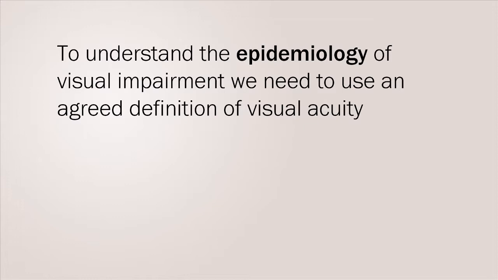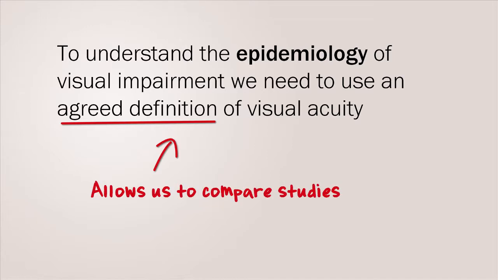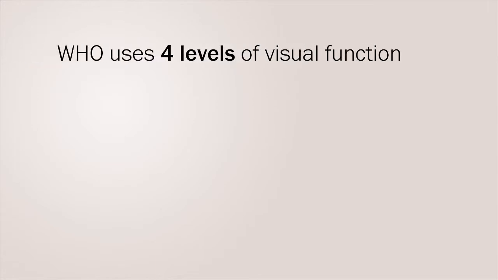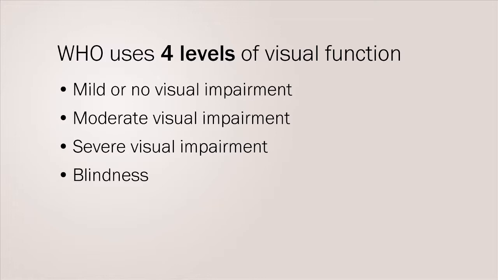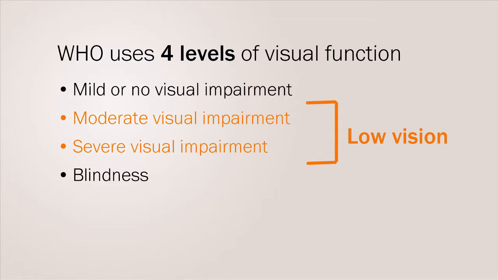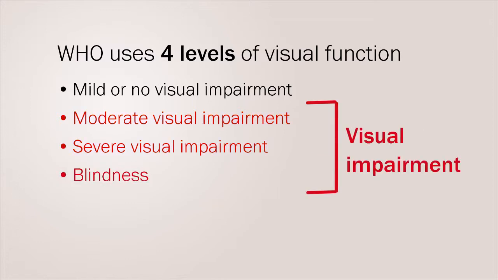In order to understand the epidemiology of visual impairment, we need to use an agreed definition of visual acuity. This will allow us to compare studies and also to measure impact. The World Health Organization has agreed on the use of 4 levels of visual function, as described in the ICD-10. These 4 levels are mild or no visual impairment, moderate visual impairment, severe visual impairment, and blindness. Each of these 4 levels has a clear quantitative measure. Moderate visual impairment and severe visual impairment are grouped together under the term low vision. And when low vision is taken together with blindness, it represents all visual impairment.